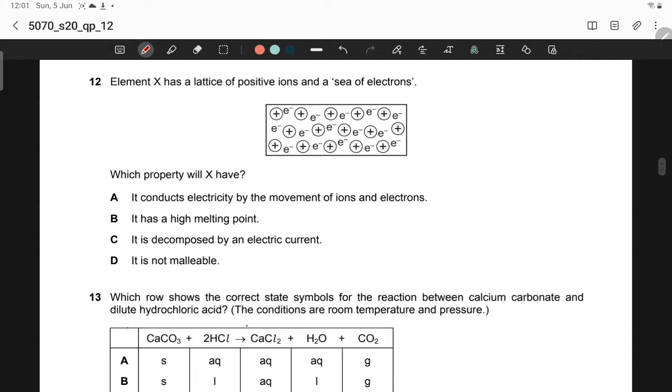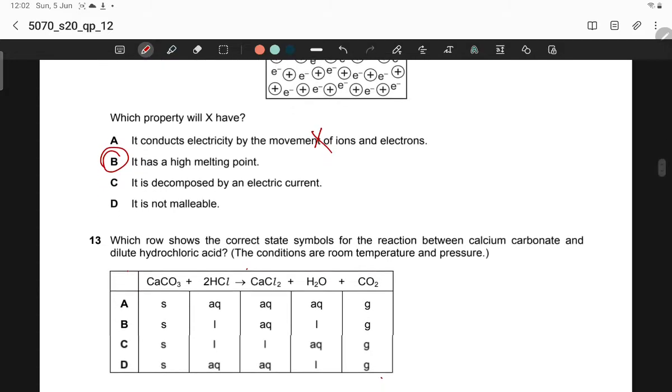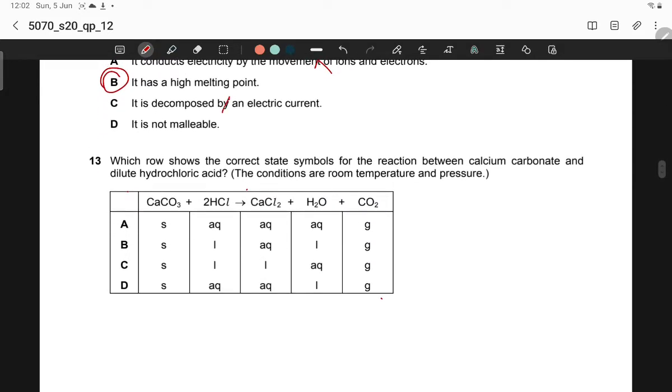Element X has a lattice of positive ions and a sea of electrons. Which property will X have? It conducts electricity by the movement of ions. This is incorrect. It has a high melting point. This is the correct option. So B is the correct option. It decomposes, no. It is not malleable, this is also incorrect. It is malleable.